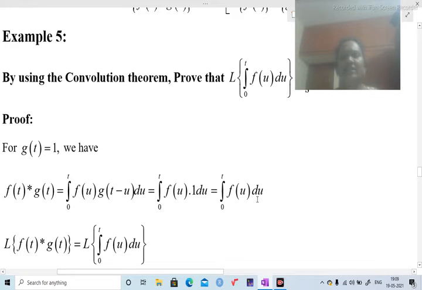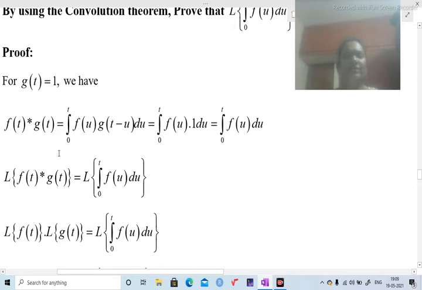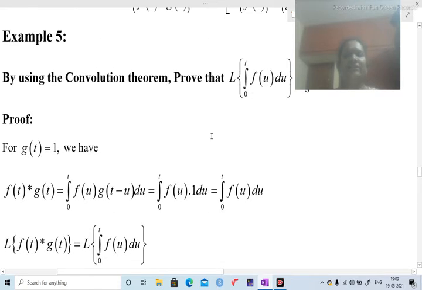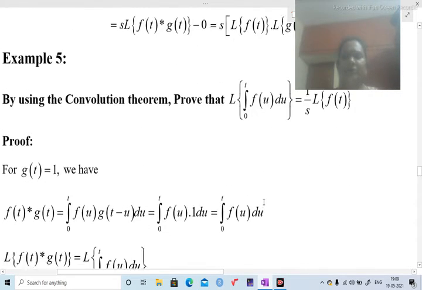That's why I am replacing g of t minus u as 1. 1 into anything is anything. That's why the value of convolution of f of t and g of t is integration 0 to t f of u du. Now I am taking Laplace transform on both sides. That means L of f of t star g of t equals L of integration 0 to t f of u du. But we know that the Laplace transform of f of t star g of t is L of f of t into L of g of t. Therefore, the required equation is proved.